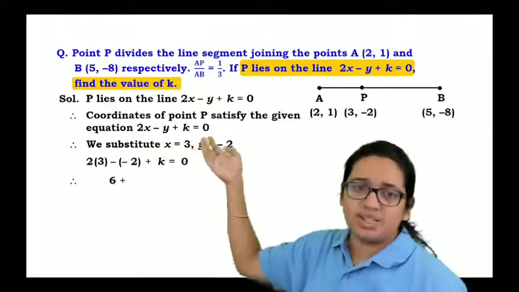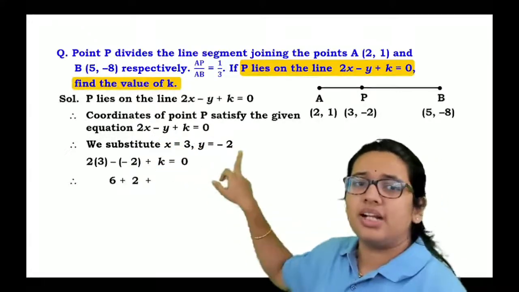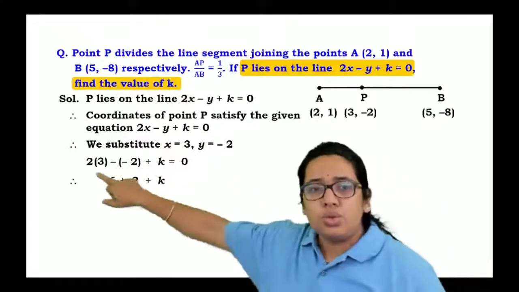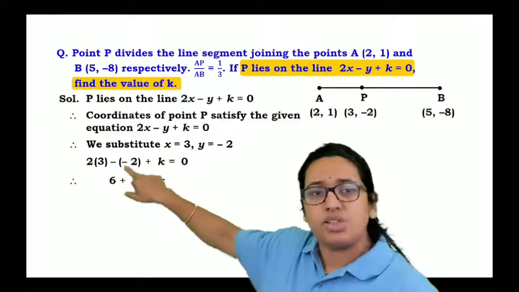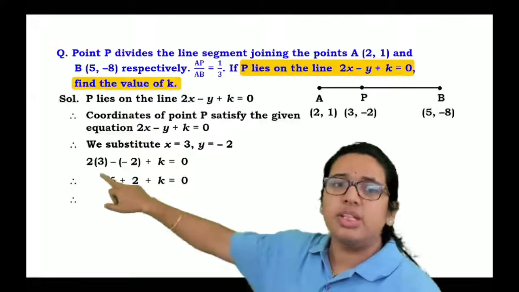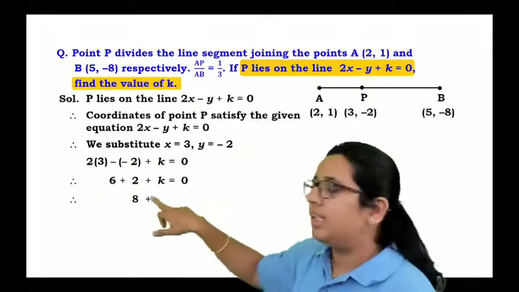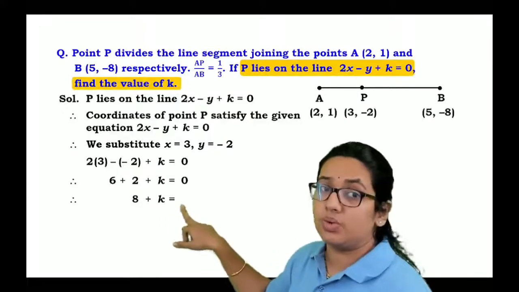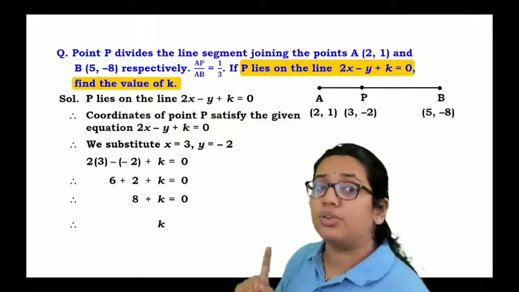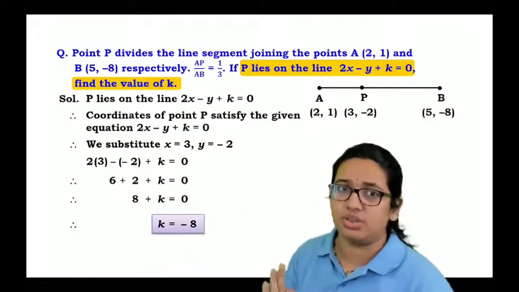As the given equation was 2x minus y plus k is equal to 0, we'll substitute x as 3 and y as minus 2. So 2 times 3 minus of minus 2 plus k equals 0, that is 6 plus 2 plus k equals 0. Hence 8 plus k equals 0, so the value of k will be minus 8. This was the final answer, this was the requirement.